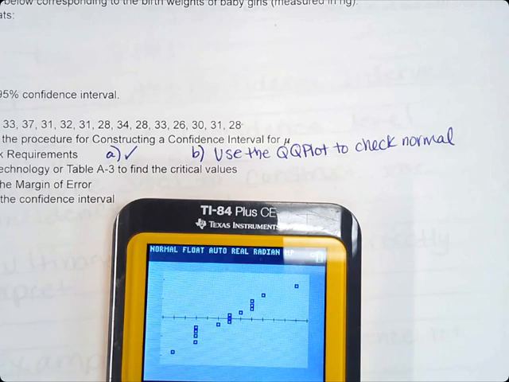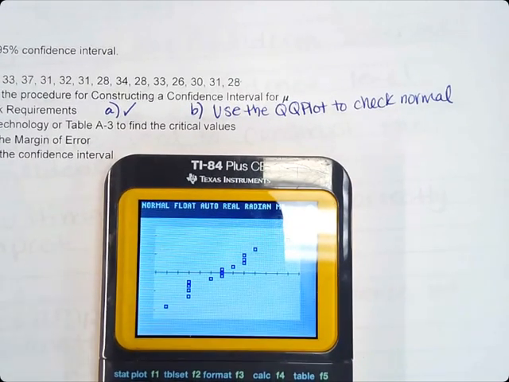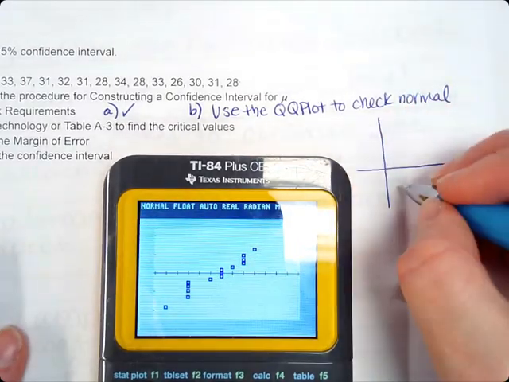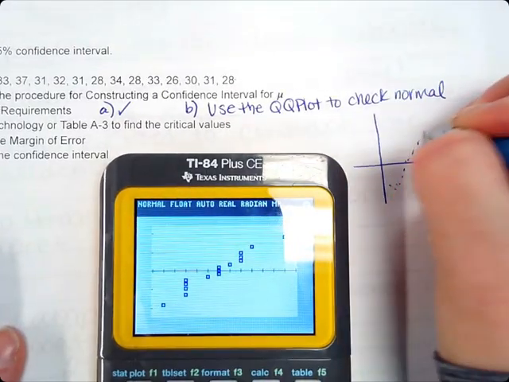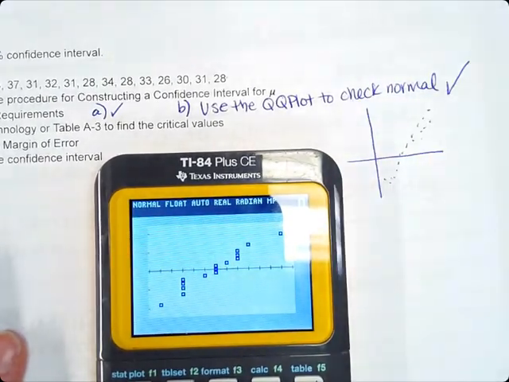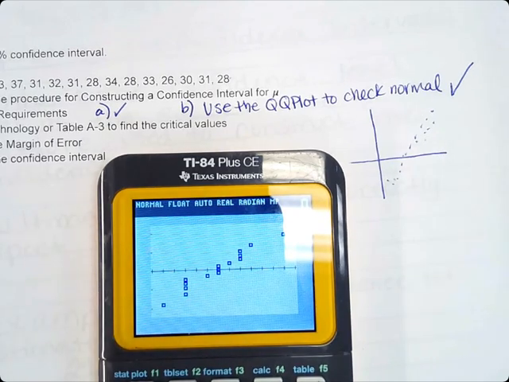In order to be considered normal, it would need to look like it's in a straight line pattern. Does that look like it's in a straight line pattern? So I would say yes, it's normal. Did it work? Did y'all get it?